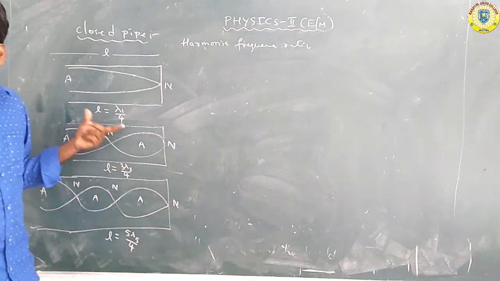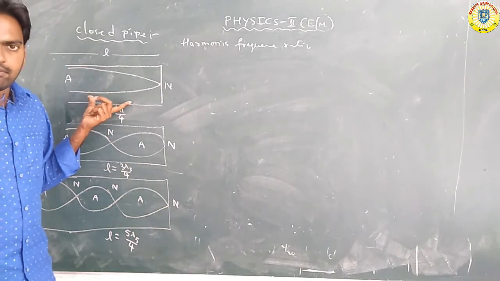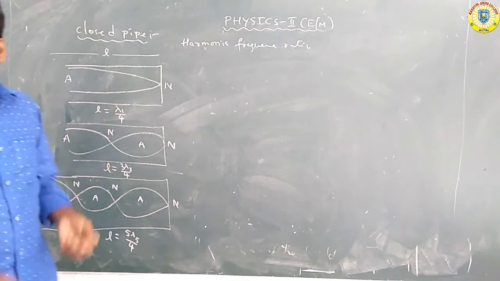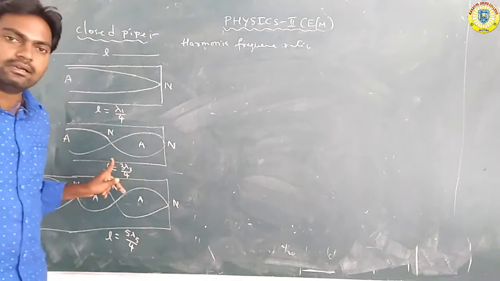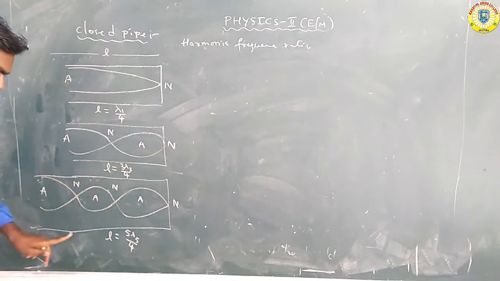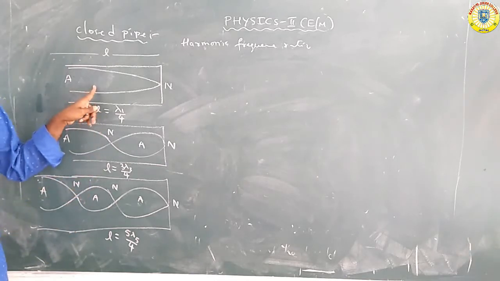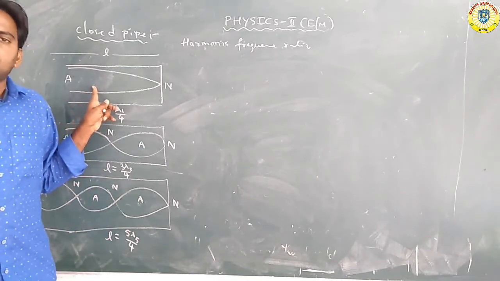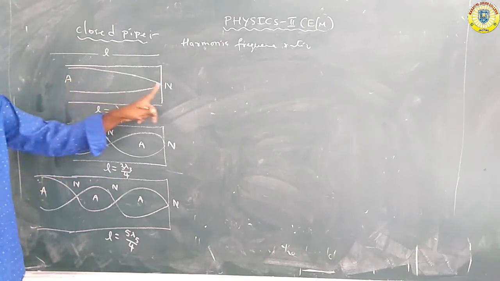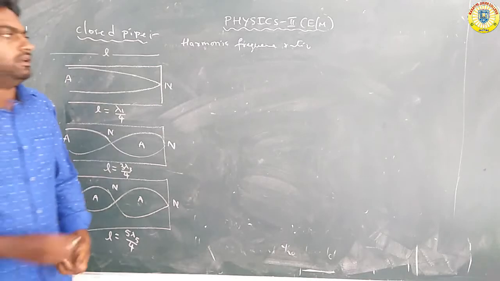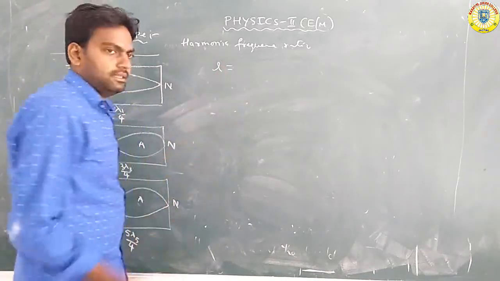So here, the fundamental frequency or first harmonic frequency, then the third harmonic, and this is called the fifth harmonic. Now first of all, discuss the fundamental harmonic or first harmonic. The fundamental harmonic will have one antinode and one node. So first of all, the length of the pipe.